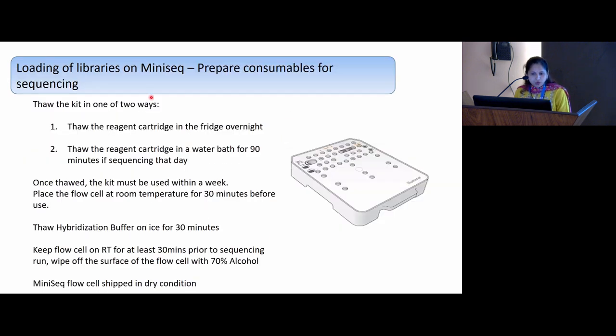So first, before loading, you need to thaw your reagent cartridge in the fridge overnight, or you can thaw it in the water bath for 90 minutes prior to your run. Once thawed, the kit must be used within a week. Then you need to thaw your hybridization buffer on ice and keep the flow cell at room temperature at least 30 minutes prior to the run. This flow cell comes in dry format, so before putting it inside the sequencer, you just need to wipe it with 70% alcohol.